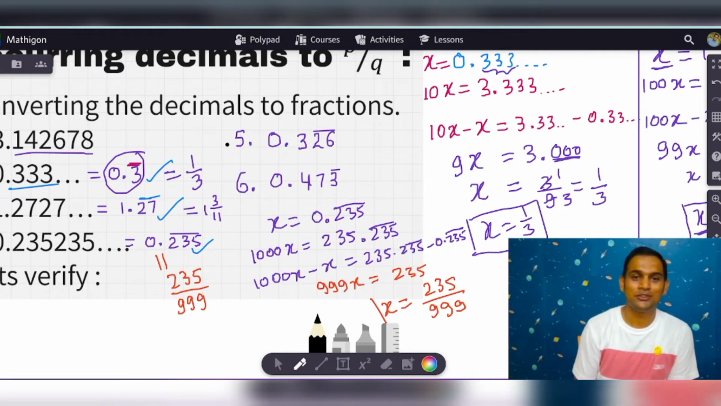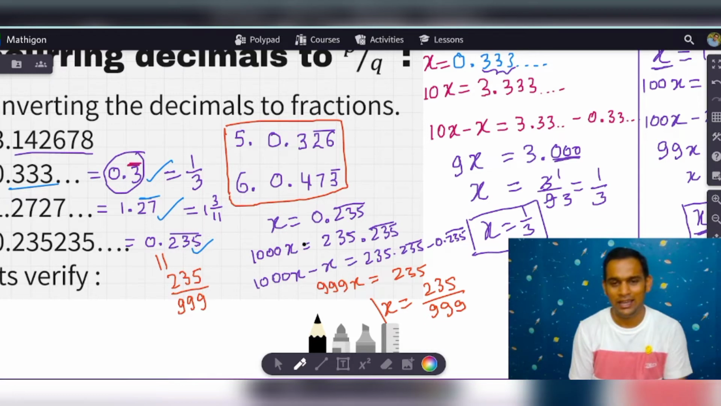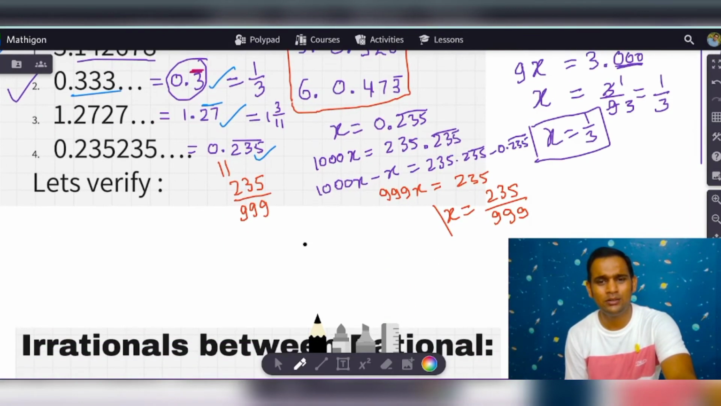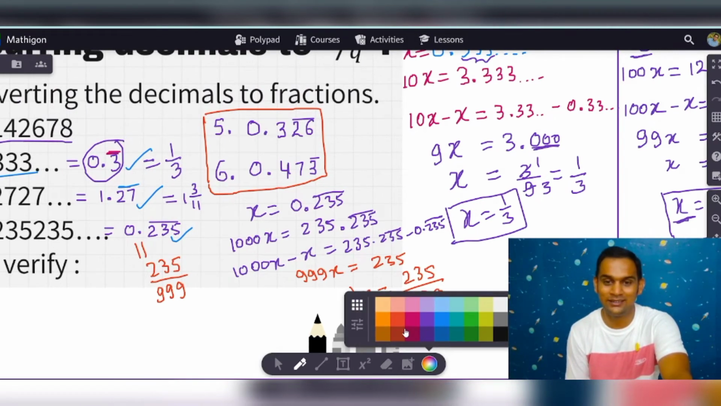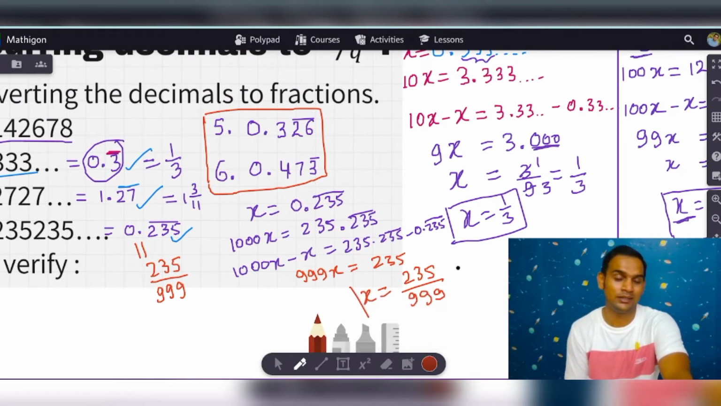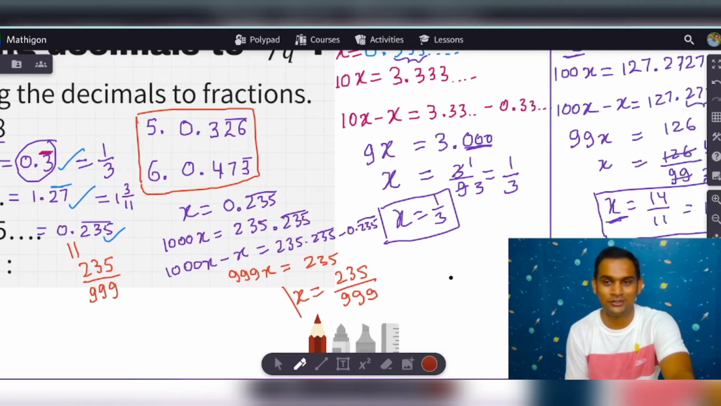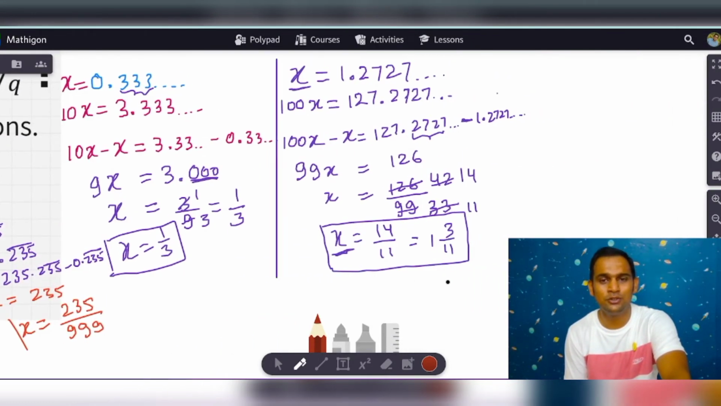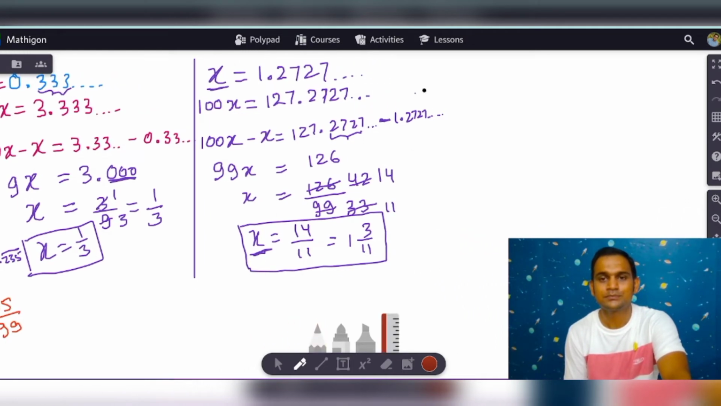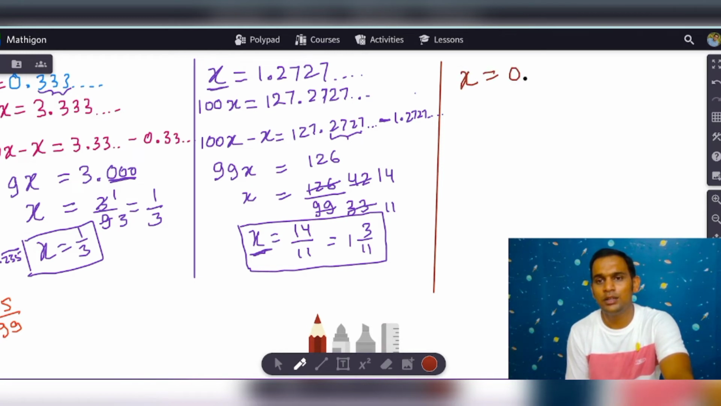Now comes the 5th and 6th question, which are a little bit different. Not very important, but it's more interesting rather than important, because I have already told you we are not focusing on marks here. Okay, so let's understand this particular one. So 0.326 bar. Let's put x equals 0.326 bar.